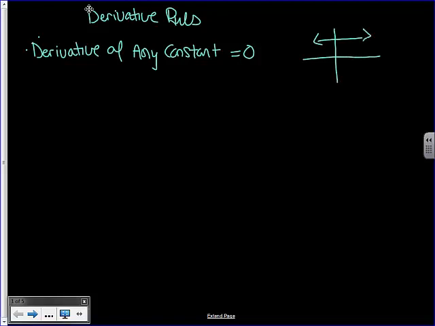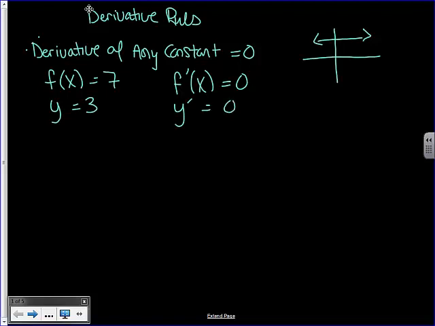Well, that is 0. So if I tell you f of x is 7, and I want f prime, again, that prime is the symbol for derivative, f prime of x is 0. If I tell you y is 3, well, that means y prime, again, is 0. That's a constant. What if I give you f of x is 2 pi? Well, 2 pi is just a constant like anything else. So again, f prime, or your derivative, is 0.